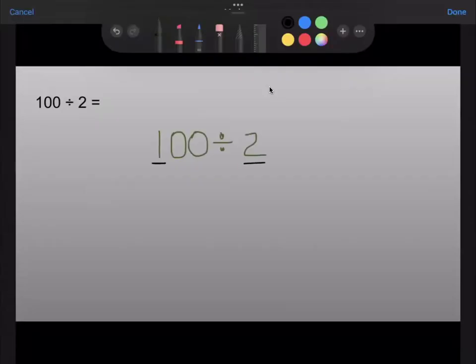Now, since I can't really take 1 and divide it by 2 without getting something left over, I'm going to go ahead and include that first 0 in it and make it 10 divided by 2. Well, 10 divided by 2 is 5. So I'm going to go ahead and put that here. Now, I just have to add the 1 zero that I didn't include when I did my division to the end of that answer. So 100 divided by 2 is equal to 50.